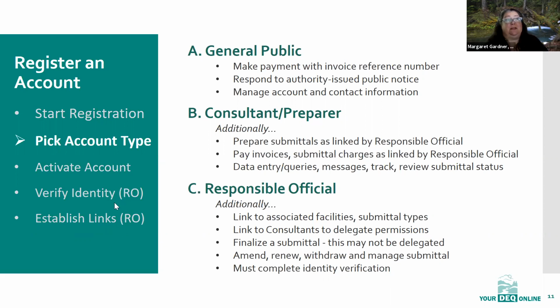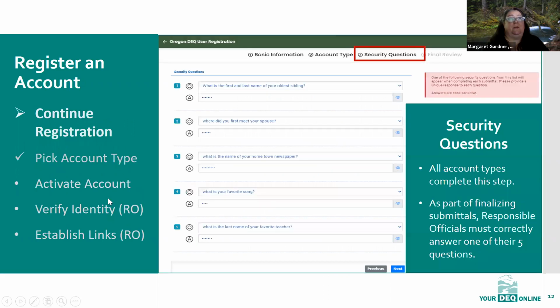So if you are a consultant, once you've gotten your account all squared away and you've finished the third step here on the list, send that RO your email and say, this is the email I'm using in the system, so you can link me, and we'll talk more about that. So basic information, let's say that has been added, you filled it out. Account type, let's say you've selected responsible official.